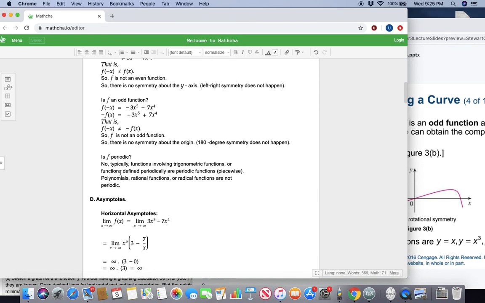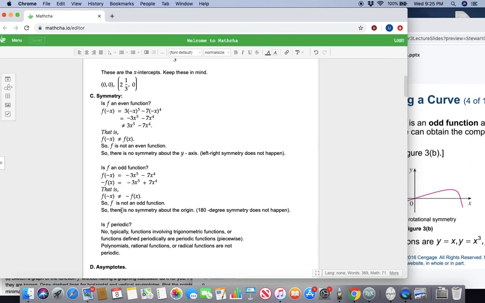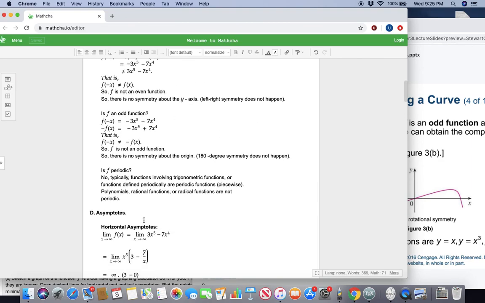The next part of symmetry is whether f is a periodic function. Well, no. Typically, functions involving trigonometric functions or functions which are specifically defined periodically are periodic functions. Functions defined periodically are defined piecewise, basically, you see. But our function is a polynomial function. Polynomials, rational functions, or radical functions are not periodic.